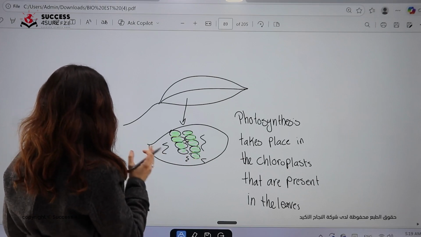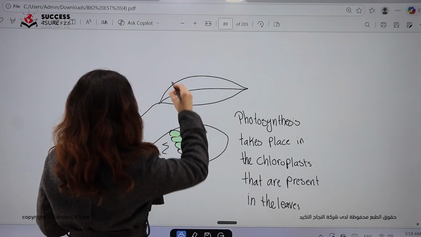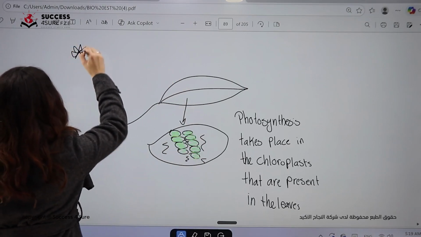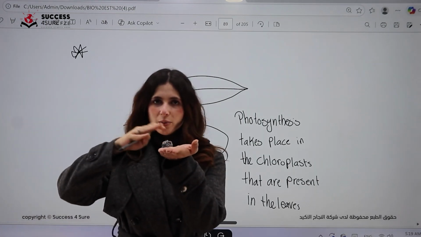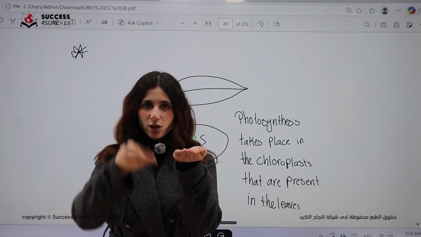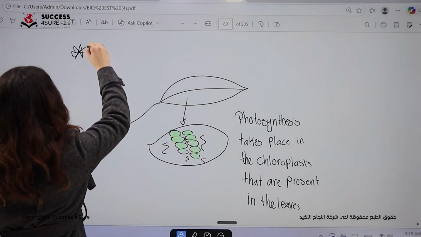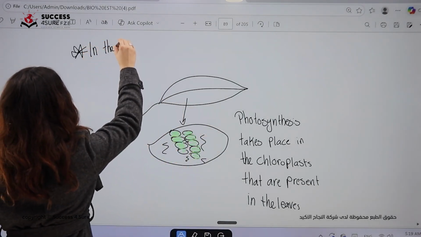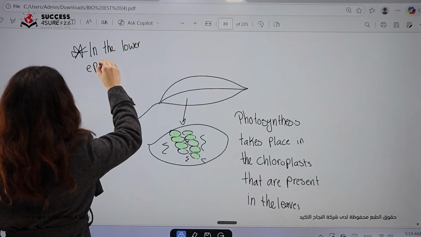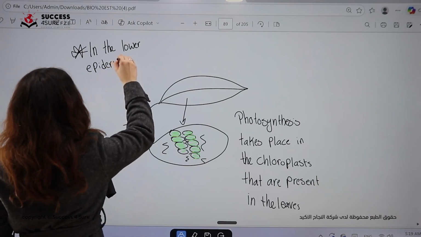Now, what is going to happen here? You should also know that in the leaf, we have an upper epidermis and we have a lower epidermis. Let's say, for example, this is the leaf. In the lower epidermis, we have what we call stomata.